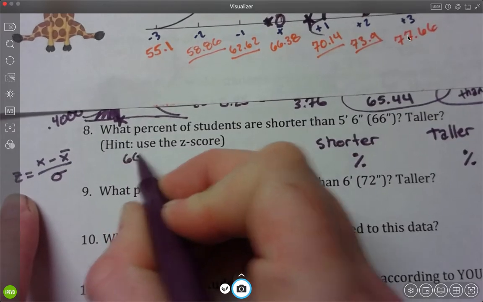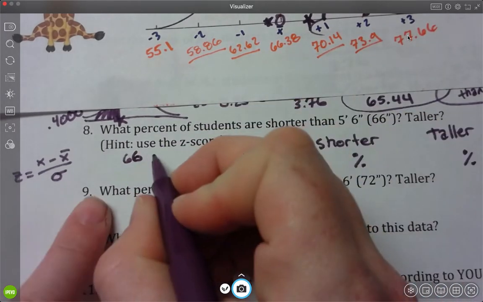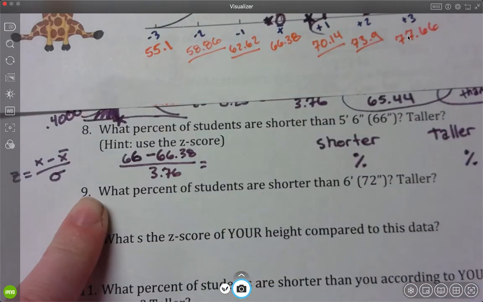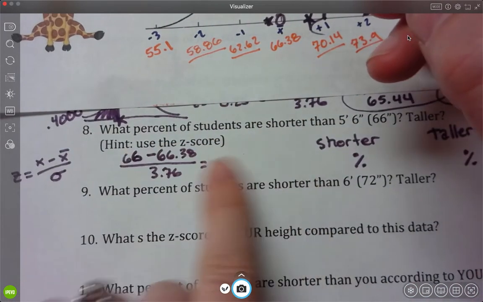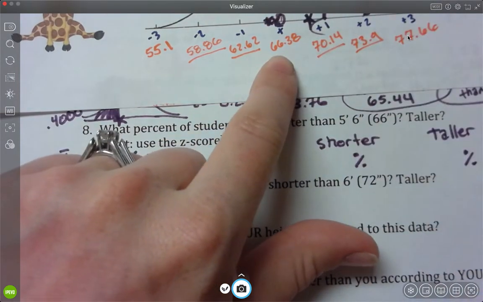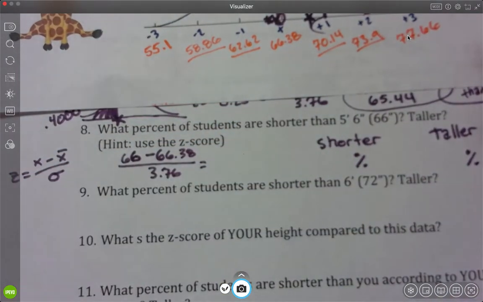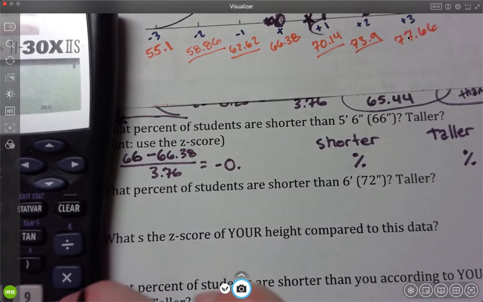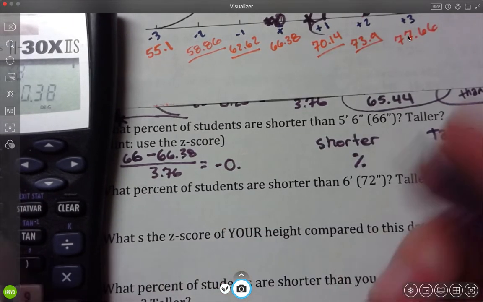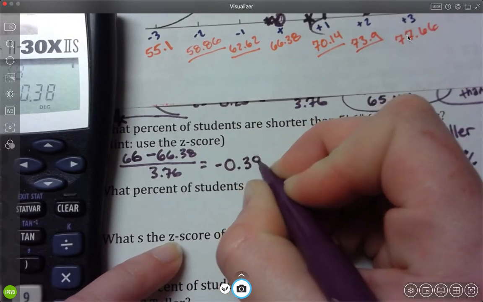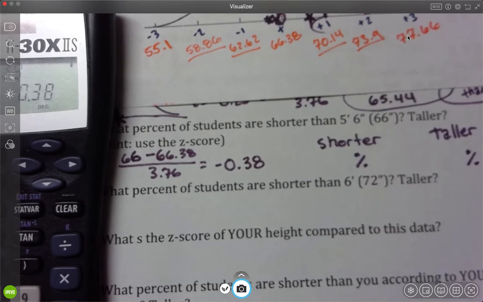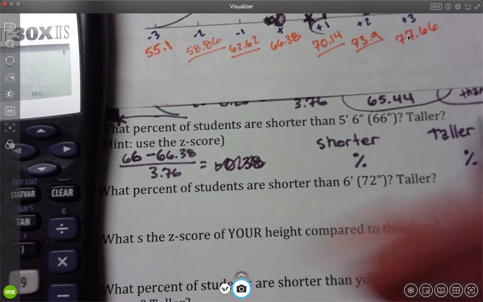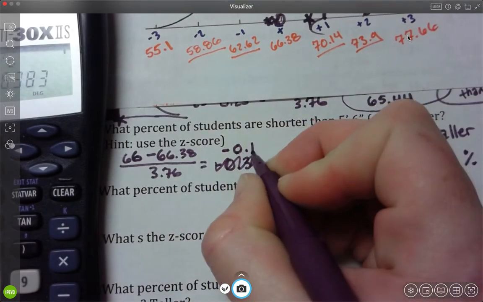So 66 is the number that I'm looking at, minus 66.38, divided by the standard deviation, 3.76. We need to figure out what that is as a z-score. Now 66 exactly is just going to be right under 66.38, so it's going to be a negative z-score, negative 0 point something, really small. 66 minus 66.38 is going to be negative 0.38. Oh, no, wait. I need to divide by 3.76. There we go. Negative 0.10 is what it is.